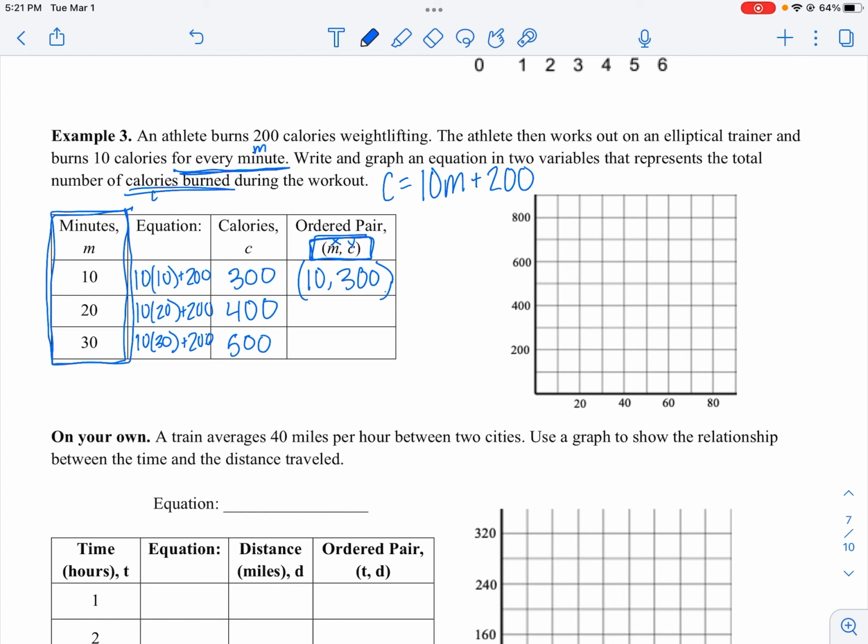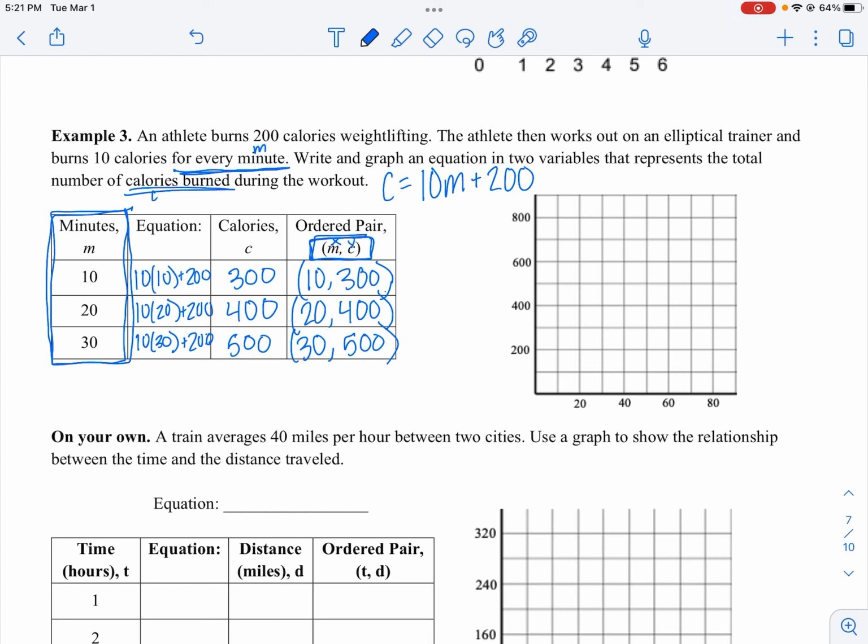Okay? So on this next one, this means if we run for 20 minutes, we're going to burn 400 calories. And if we run for 30 minutes, we're going to burn 500 calories, just like that. Okay? And then we're just going to graph these as well. So 10, 300. Be careful, because our X is going up by 10, and our Y is going up by 100. So you got to be careful that you're marking these in the right spot.